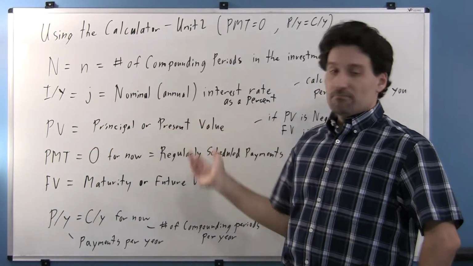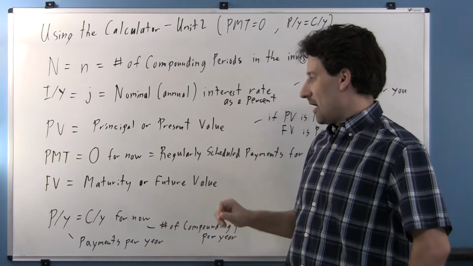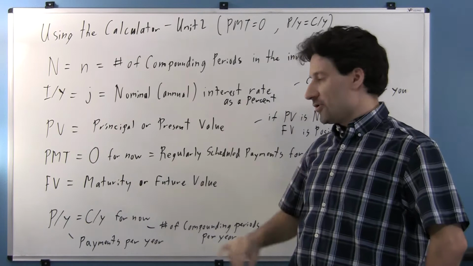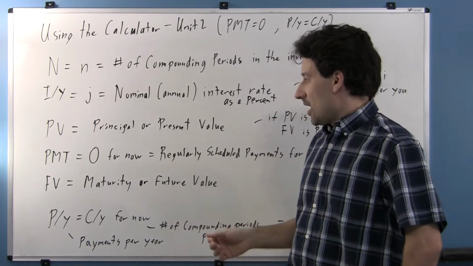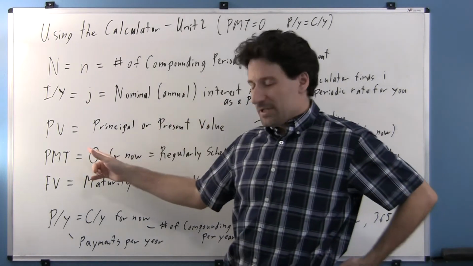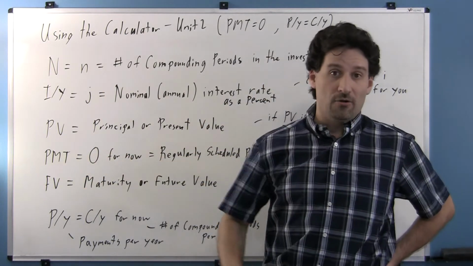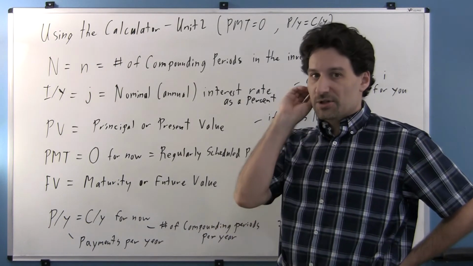PV is the principal or the present value. FV is the maturity or future value. Okay. PMT, like I say, is going to be 0 for now. For this whole unit, PMT is just 0.